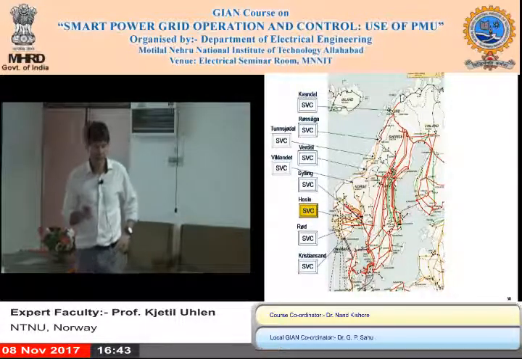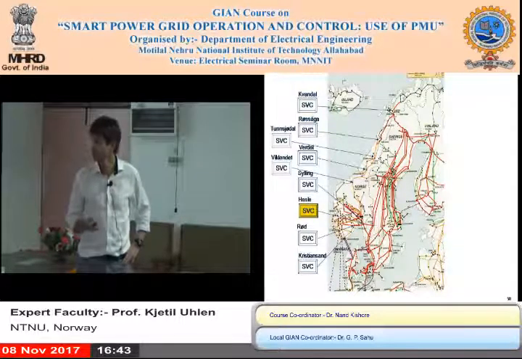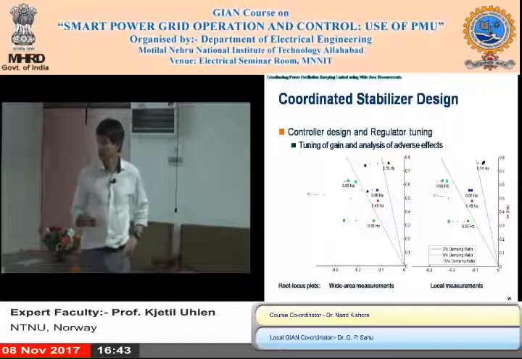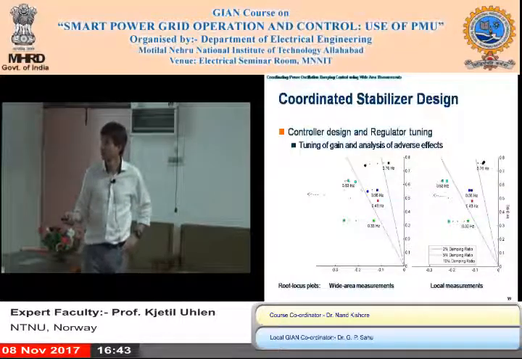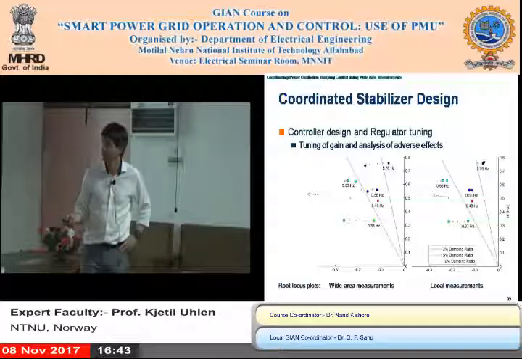We started out with analysis, both small signal analysis and transient analysis, and we observed that with our controller we were able to damp both these critical modes. The 0.3 Hertz mode, initially here, was shifted very easily to the left. The 0.5 Hertz mode also. This was with the wide area measurements. This was with the local measurements.